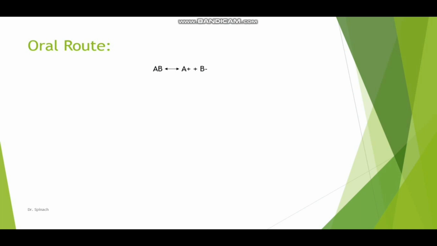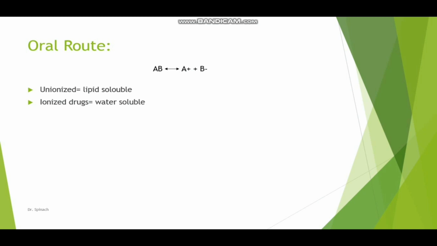So what are the unique features of the oral route of administration? Let's begin by understanding this equation. Let's say AB is a drug, which is in its unionized form right now, which dissociates reversibly into A plus and B minus. Understand that the unionized form of the drug is lipid soluble, that means it can cross the cell membrane, and the ionized form of the drug is polar and hence it is water soluble. So, in order for the drug to be absorbed, it has to be in its unionized form.